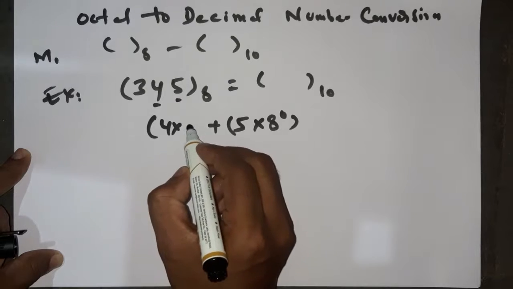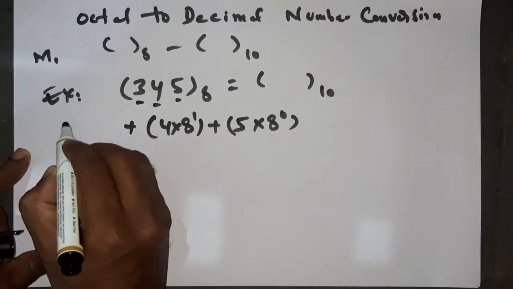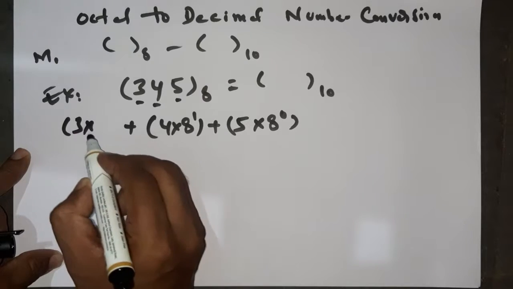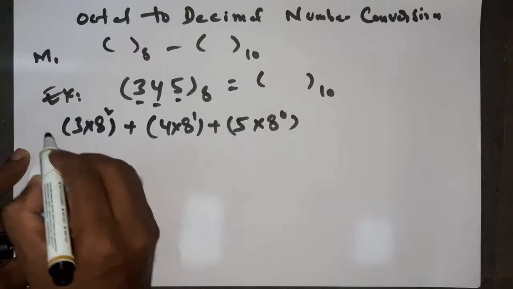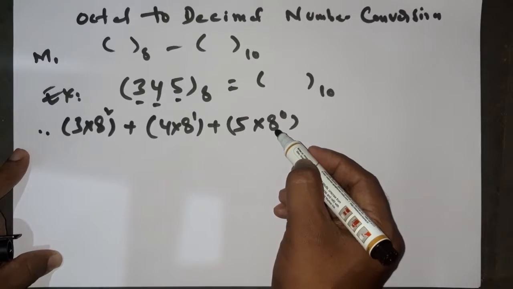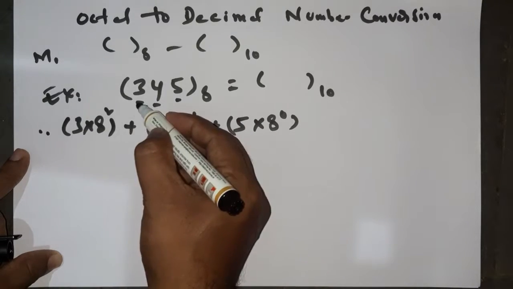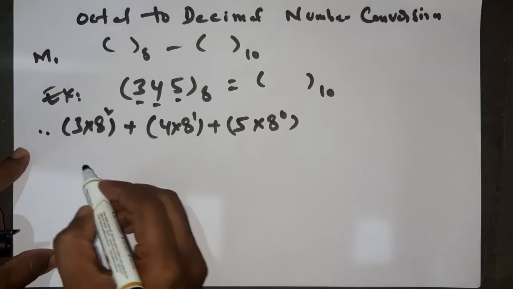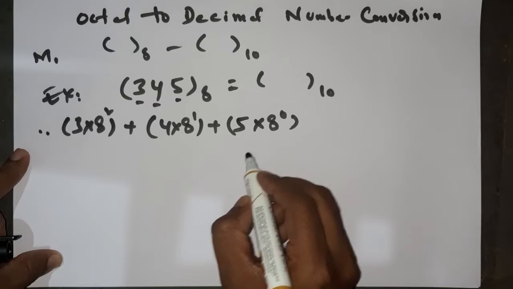4 multiply with 8 to the power of 1 plus next digit 3 multiply 8 to the power of 2 and so on. In this case we have only 3 digits, that's why I am taking 8 to the power of 0 for the first one, 8 to the power of 1 for the second, 8 to the power of 2 for the third one. Now next step you just write down the values.